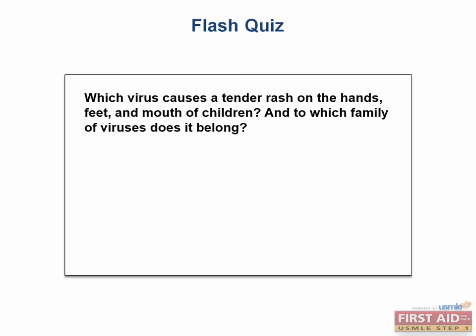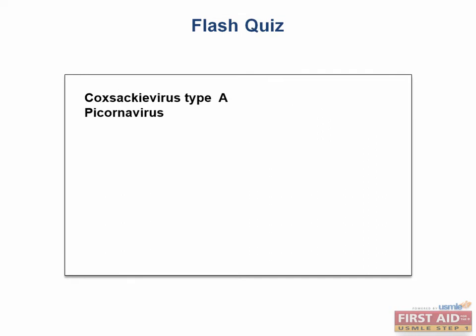Now time for a flash quiz. Can you tell me which virus causes a tender rash on the hands, feet, and mouth of children? And to which family of viruses does it belong? The Coxsackie virus type A is the virus that causes hand, foot, and mouth disease. This virus belongs to the picornavirus family.